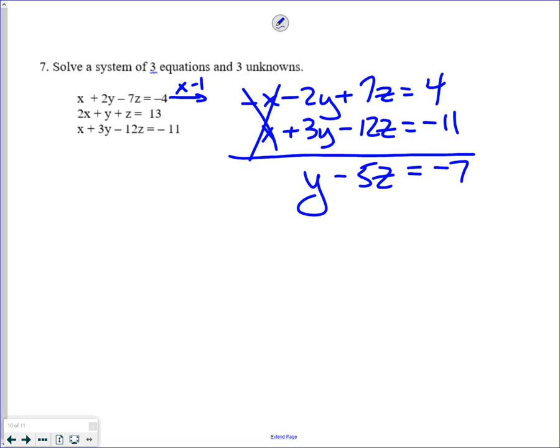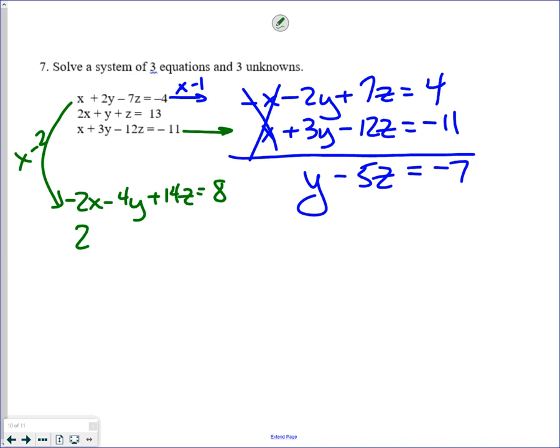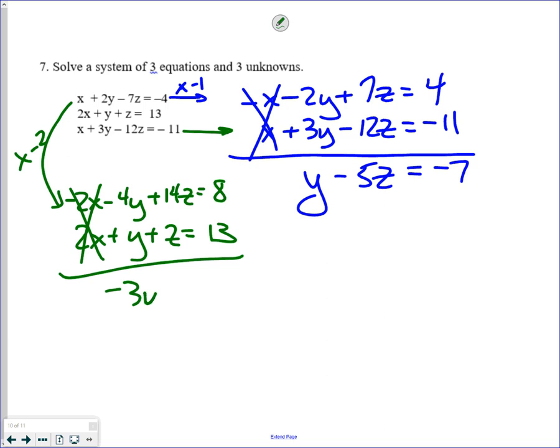Now, I need to be able to eliminate x again. I took the first equation and the third equation over there, so now I need the middle one. I'm going to take the top one times negative 2. Negative 2x, negative 4y, positive 14z equals positive 8. 2x plus y plus z equals 13. X is gone again. Negative 3y plus 15z equals 21.